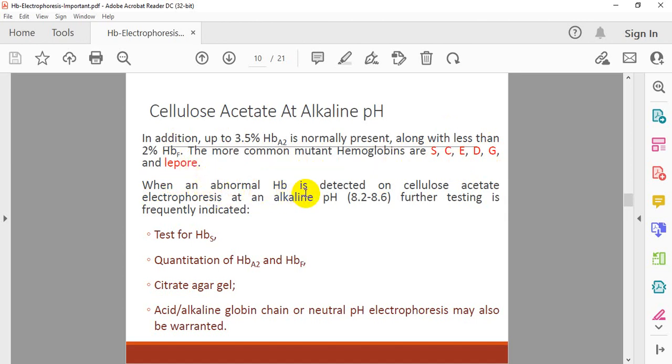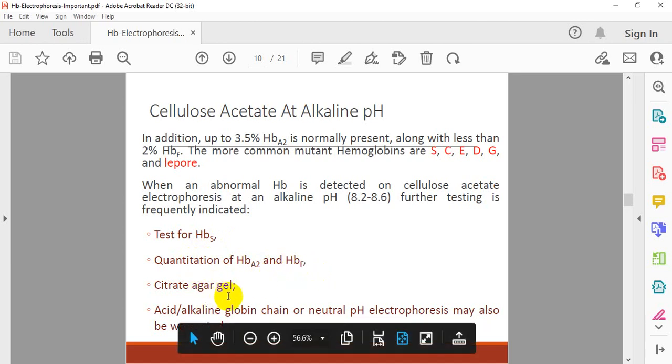When an abnormal hemoglobin is detected on cellulose acetate electrophoresis at an alkaline pH, the basic pH is between 8.2 to 8.6. Further testing is frequently indicated. We do further tests for hemoglobin S, quantitation of hemoglobin A2 and hemoglobin F. Citrate agar gel, acid or alkaline globin chain, or neutral pH electrophoresis may also be indicated.